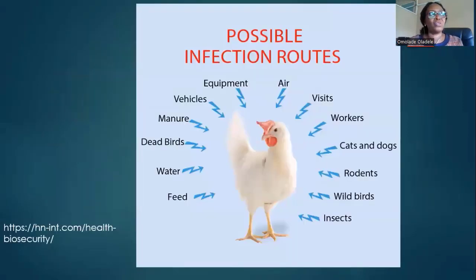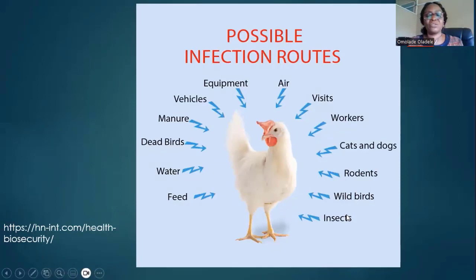And these are just brought to explain further, to have a panoramic view of what I just said. And for example, even air, they could be airborne. There are some pathogens, especially respiratory diseases. Their causative agents could be airborne, so they are in the air. The visitors that come in, the workers, cats and dogs, pets around the farm, the rodents, the wild birds, insects.